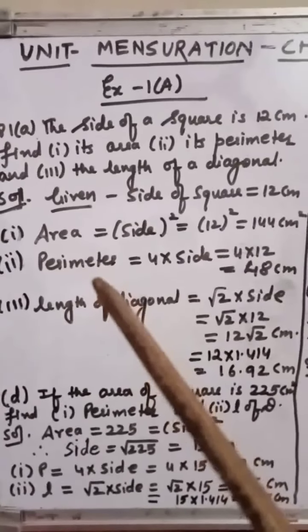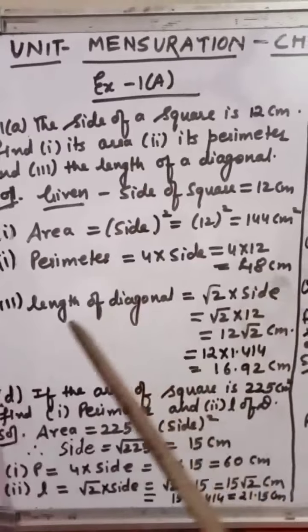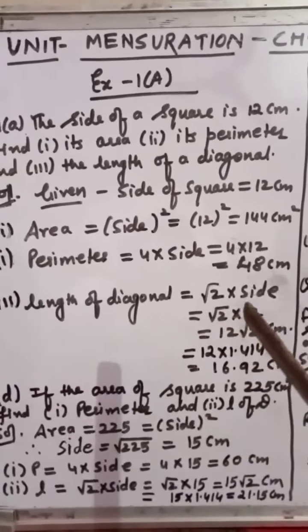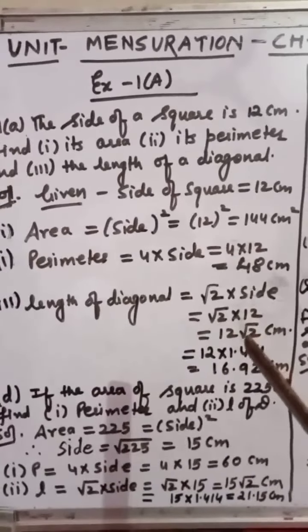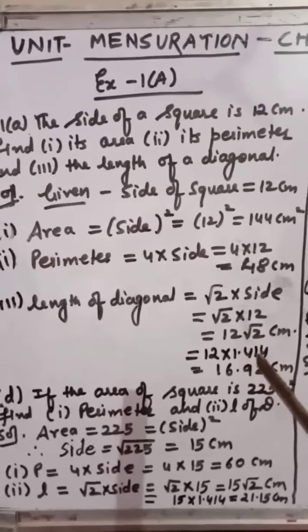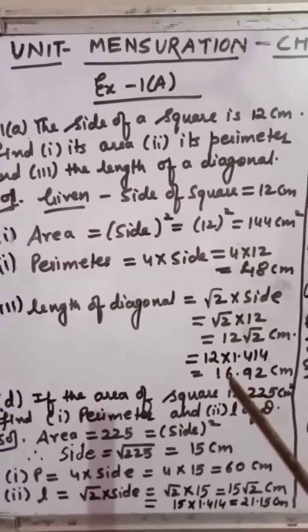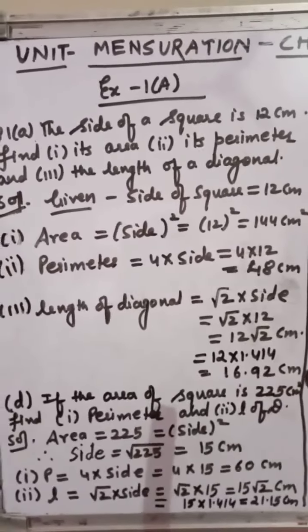Second, we have to find out perimeter, which is 4 into side. 4 into 12, which is 48 centimeter. Length of diagonal is root 2 into side, which is root 2 into 12 is 12 root 2 centimeter. And the value of root 2 is 1.414. When we multiply 1.414 with 12, we are getting 16.92 centimeter.